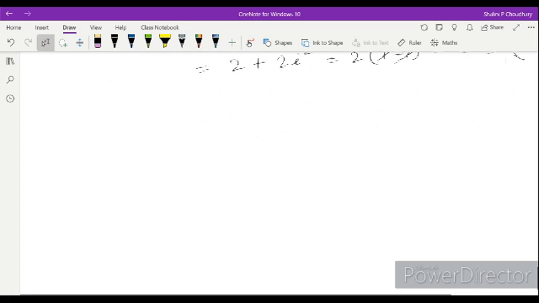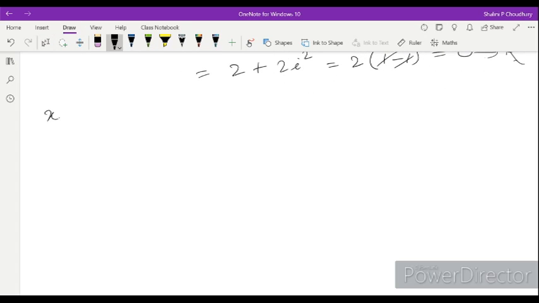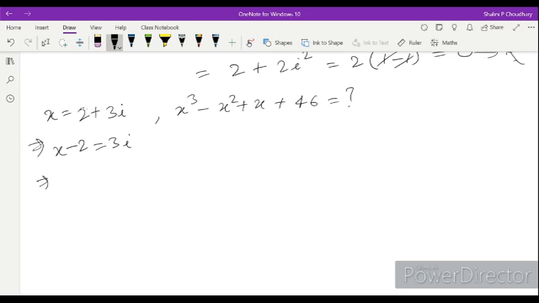If x is equal to 2 plus 3i is given, what you have to do is find the value of x cube minus x square plus x plus 46. So first of all, x is equal to 2 plus 3i, it means x minus 2 will be equal to 3i. Now squaring both sides, what will we get?